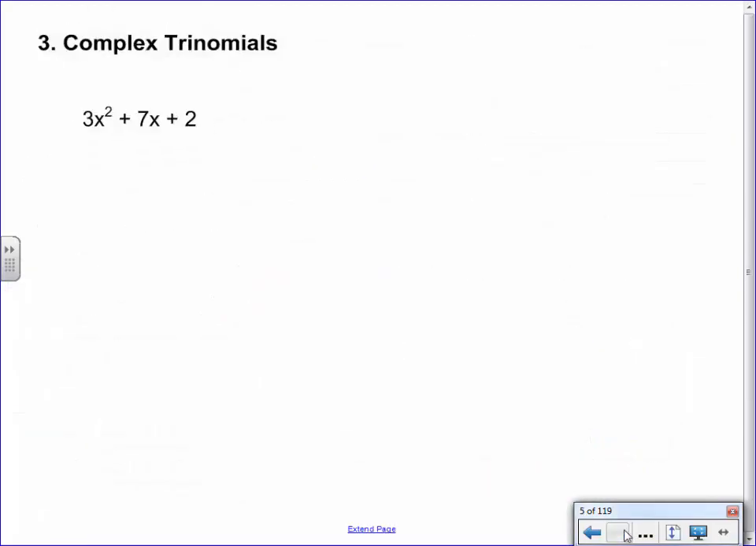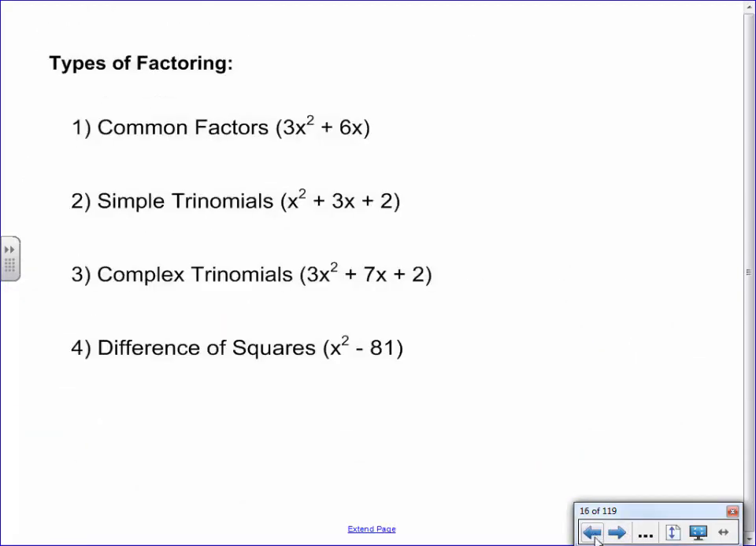The main things I need you to have the ability to do are these four types of factoring. Are you able to look at a factoring problem and recognize whether it's common, simple, complex, or different? And do you possess the ability to factor those ones? That was actually like grade 10. We did this in grade 10, so hopefully that was more or less review.